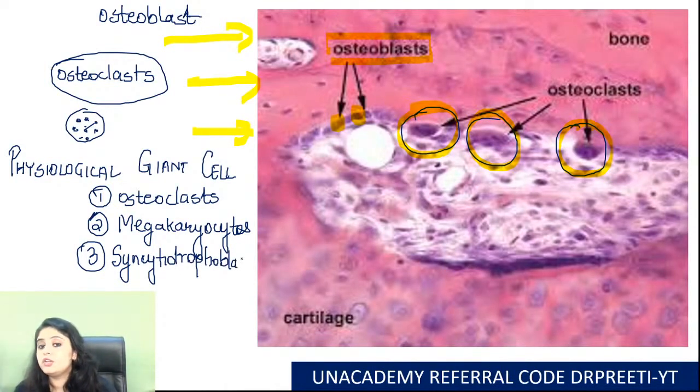Yes, so these are all normal giant cells, physiological giant cells. Someone in between mentioned Langhans giant cell. No, Langhans is the one that you see in tuberculosis. So that is not physiological, that is a pathological giant cell, right? Okay, so osteoclast is one of our physiological giant cells.